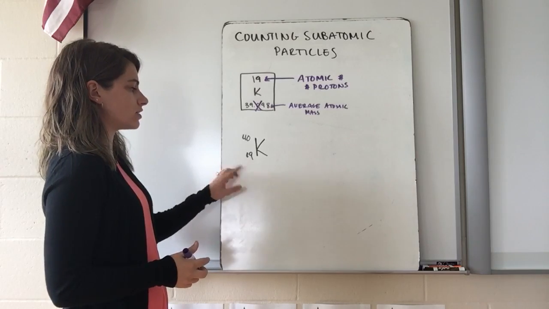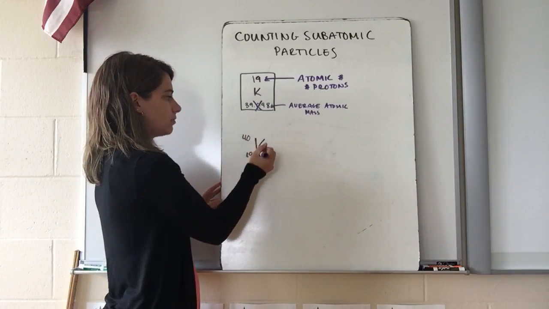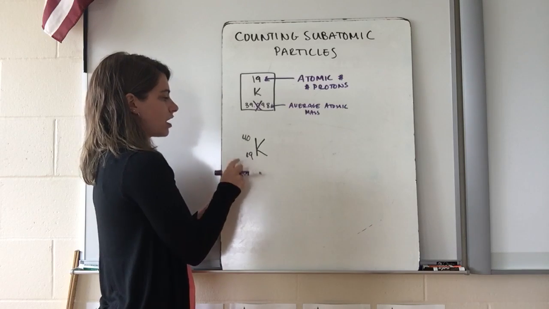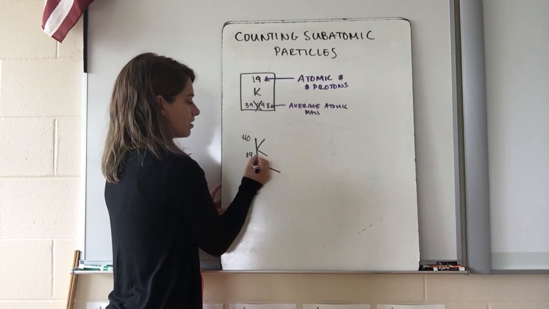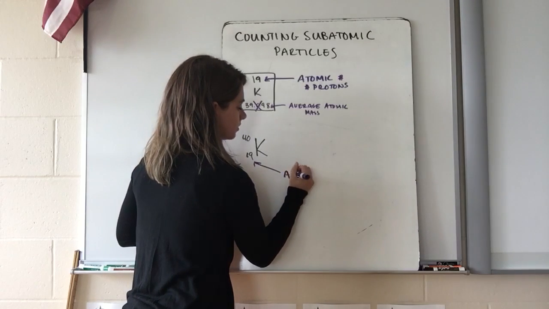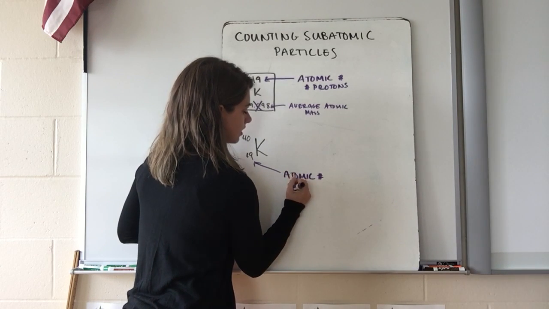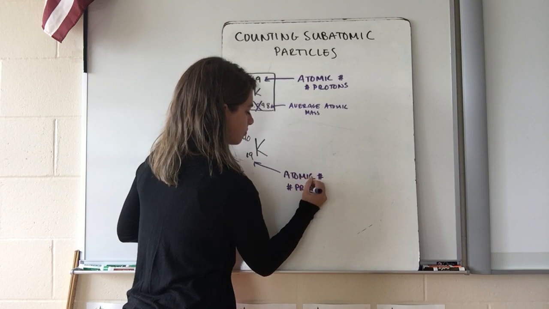The other symbol that you'll see is a nuclear symbol that looks something like this. So it has our symbol, same symbol, and it has two numbers. This bottom number, you might notice, is the same as up here. So this is our atomic number. And that tells us still the same thing, our number of protons.